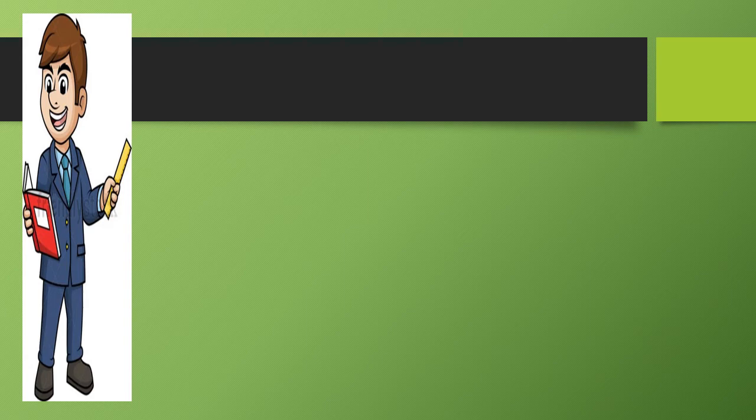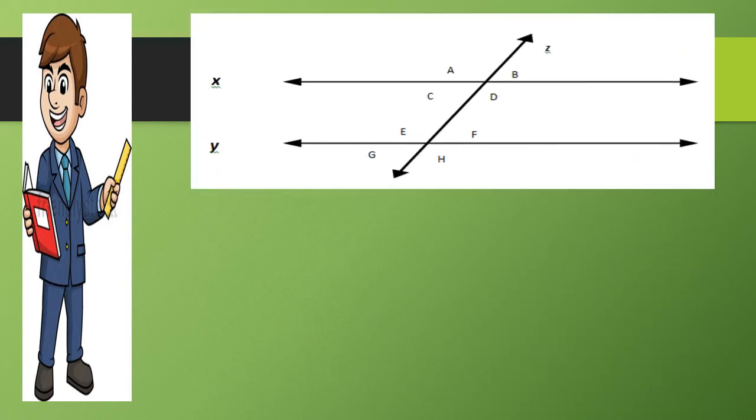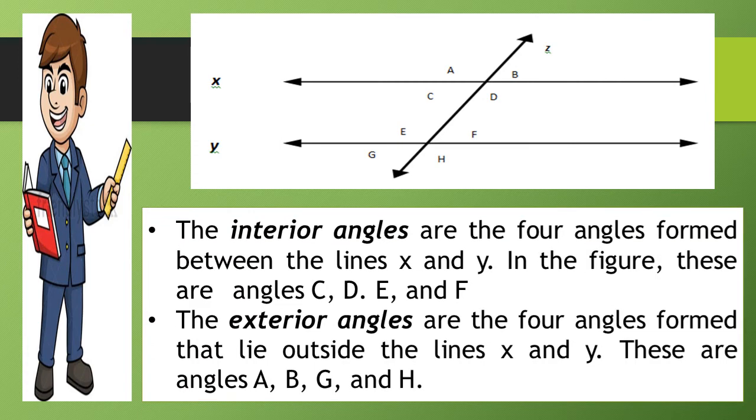When a transversal line is cut by two lines, interior angles as well as exterior angles occur. The interior angles are the four angles formed between the lines X and Y. In the figure, these are angles C, D, E, and F, while the exterior angles are the four angles that lie outside lines X and Y. These are angles A, B, G, and H.